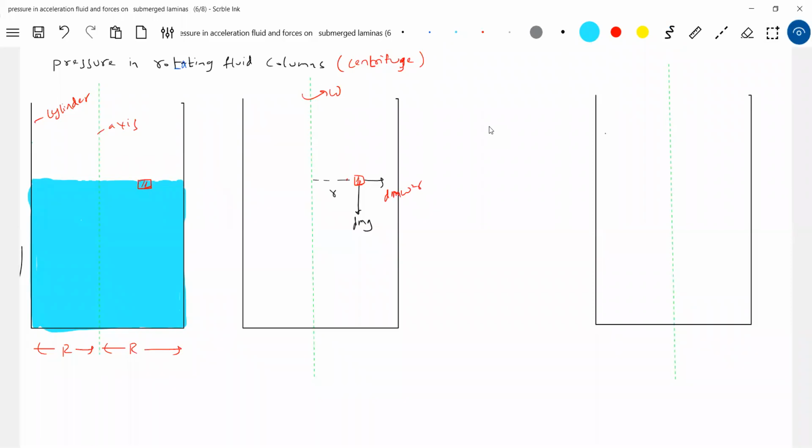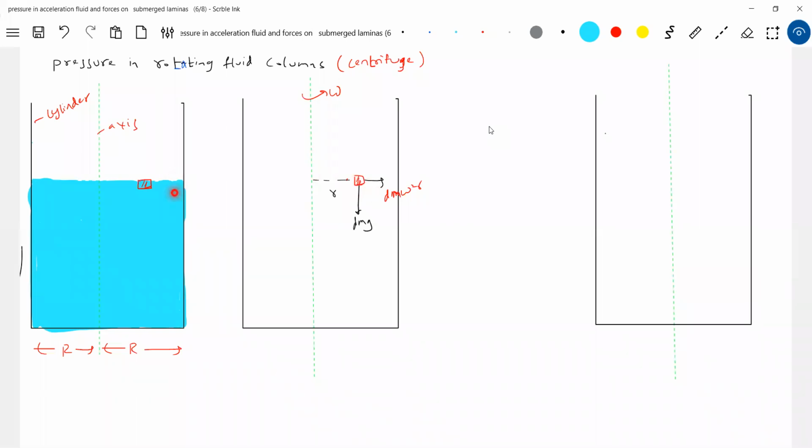If you assume the elements at different positions, the value of r will change. Let me take identical elements. The value of r will be different for different positions. So this dmg, the weight of that elemental volume, will be constant. But the centrifugal force experienced by different elemental particles at different radial distances will be different. Initially here, the resultant force will be downward. As I start moving away, the resultant force will start rotating away from the axis. So here it will be like this.